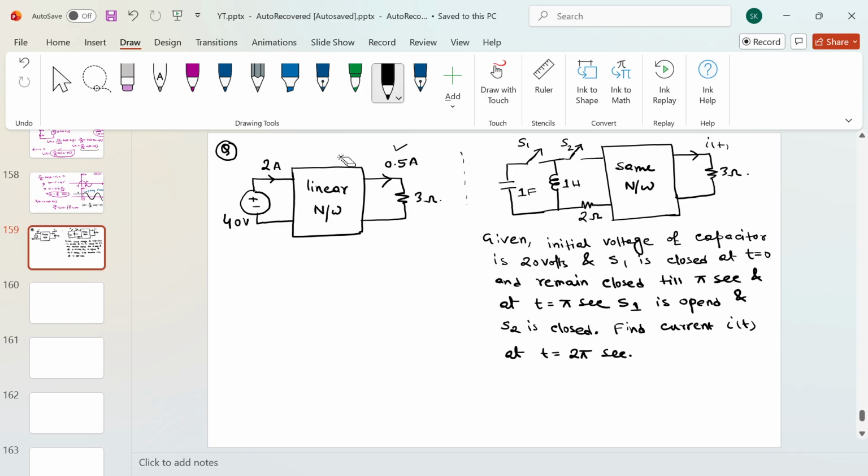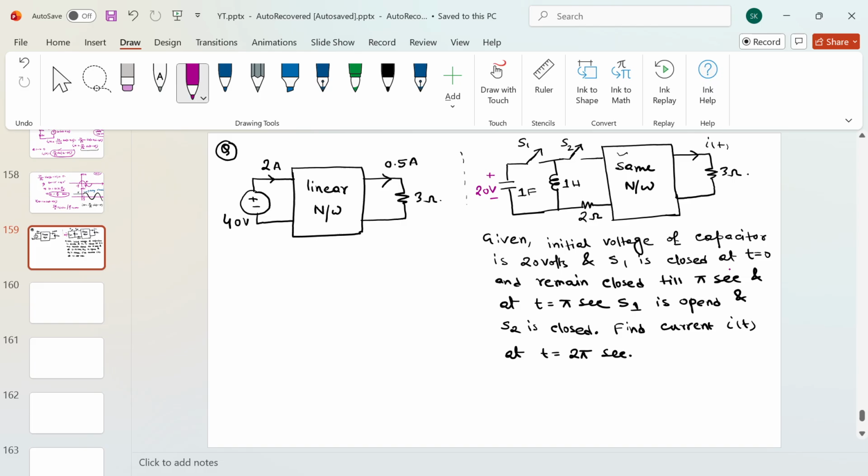Okay, and you have the same network here as well, but you are performing two switching actions, and the load is still 3 ohm, and you have to find out the current I of t. What is given is that the initial voltage of the capacitor is 20 volt. That means the initial voltage across this capacitor is 20 volt.